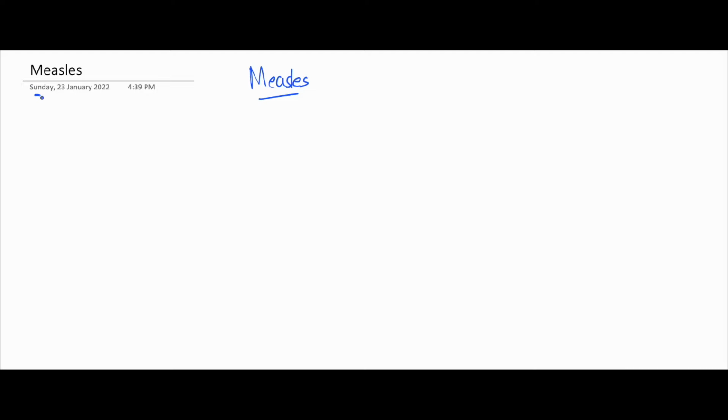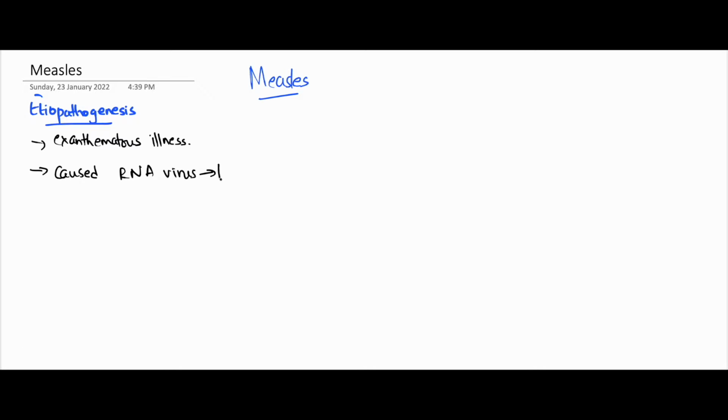So let's first go into etiopathogenesis. Describing the etiopathogenesis, it is a common and serious childhood exanthematous illness caused by an RNA virus, which belongs to the paramyxovirus family.